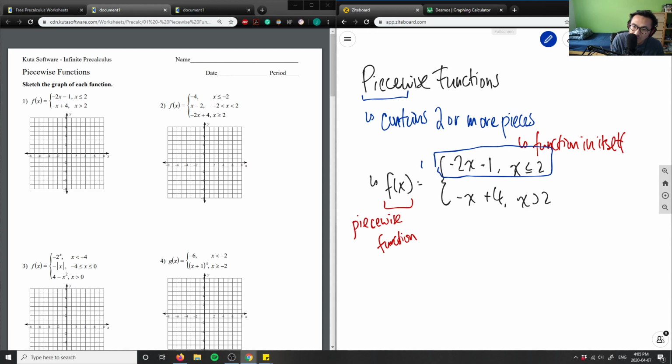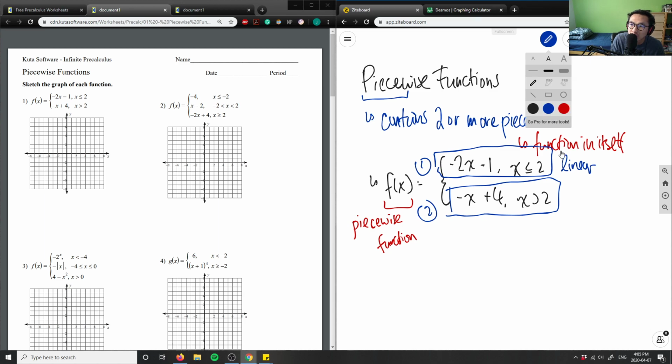So here's part 1, and this here is part 2 of the piecewise function. So let's see part 1. Part 1 states that it's negative 2x minus 1. Again, it's a linear function, or a linear equation. In this case, this is linear, and it has an exception. Look at the exception here. So this is the little interval here.